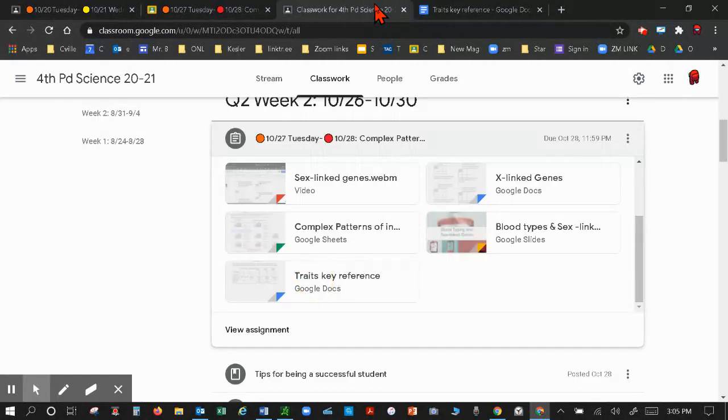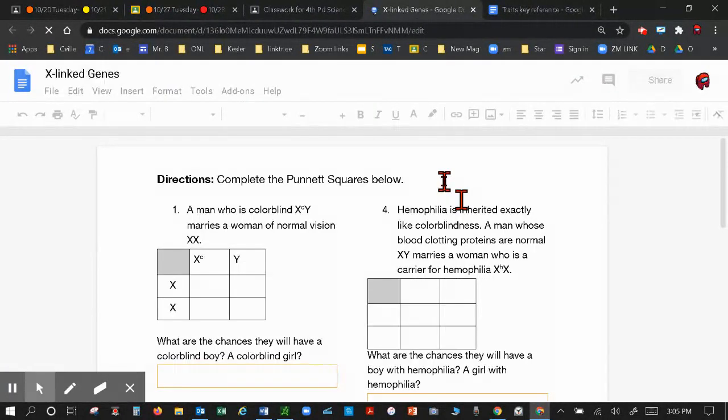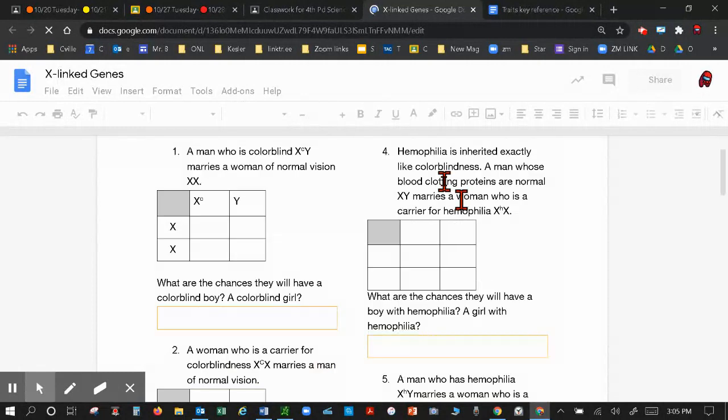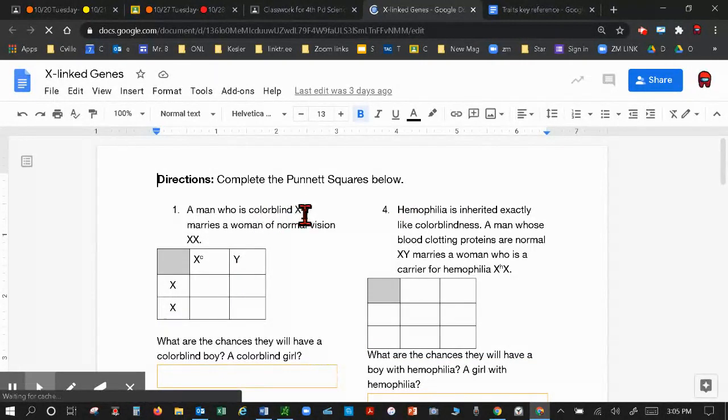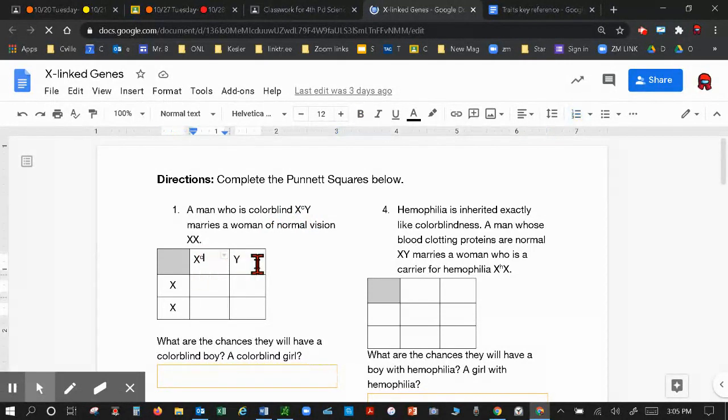Now, in making one of the Punnett squares, let's get started on some of them and just show you how you do that here. If I look at the very first example, we see here a man who's colorblind is XCY. Here's the XCY here. He marries a woman of normal vision. Now, I gave you already the first one here, XX. And so to put this in here, I'm going to type in XCX.